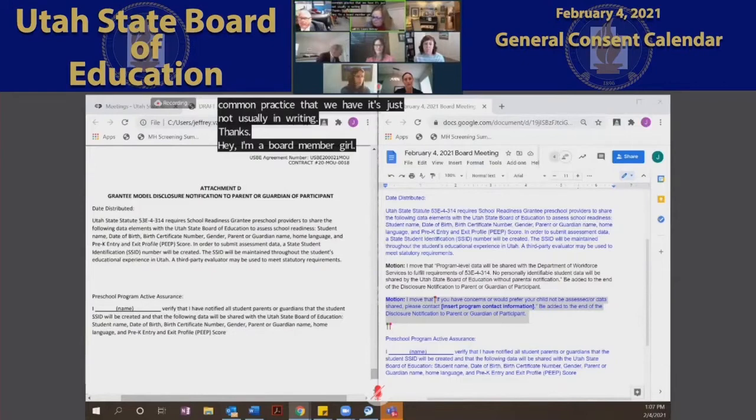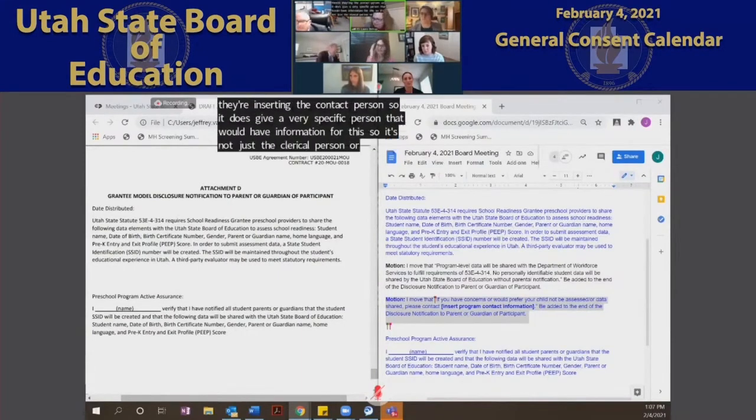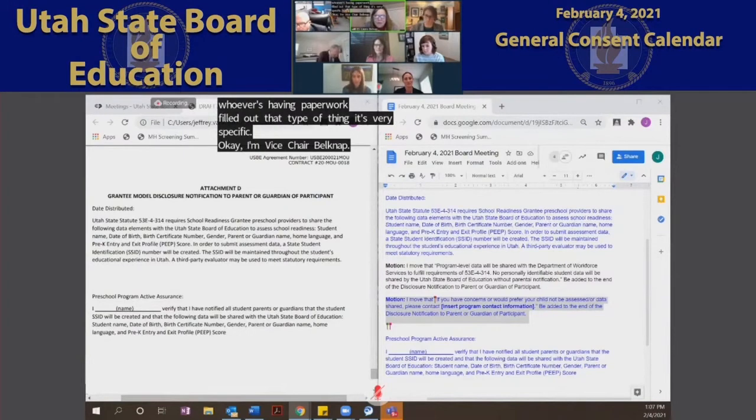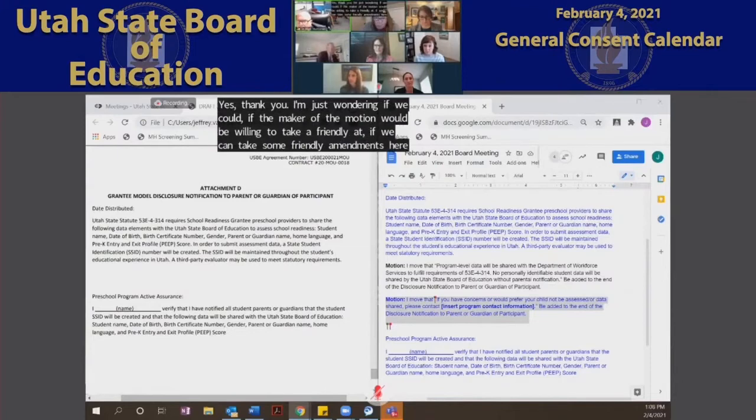Yes, thank you. I'm just wondering if the maker of the motion would be willing to take some friendly amendments here, that instead of all this extra wording, we put something about questions about testing or data contact, rather than going into all of this wording. I'm not sure the proper way to do that, Miss Lorraine, or do I just need to make an amendment? You just need to make amendments since it belongs to the body now. Thank you.